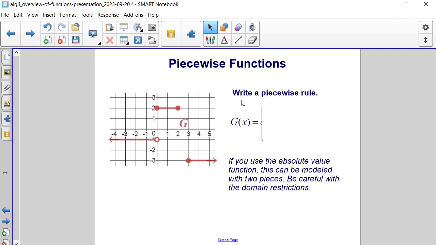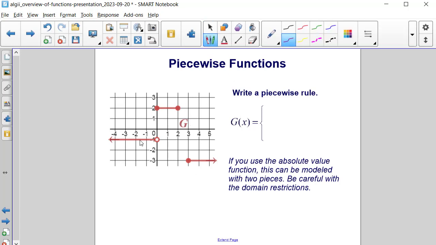Here's another example. We're going to write a piecewise rule to model the piecewise function shown in the graph to the left. So let's begin with this first piece. It is for x values that are less than, notice there is an open circle here, so there is no equal to, and the x coordinate boundary is 0, and the function value is -1.